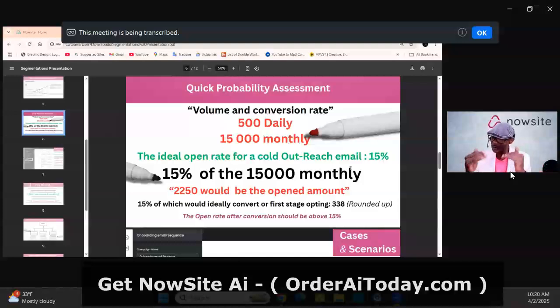And these will shrivel down, thus the idea of a drip campaign. The first percentage, which is 1,500 for 15,000 emails sent out monthly, will drip down to 2,250 people that will potentially open this email. And those 2,250 people will be slapped again with a 15% probability of actually opting in, meaning clicking on something and going to another phase of offering.